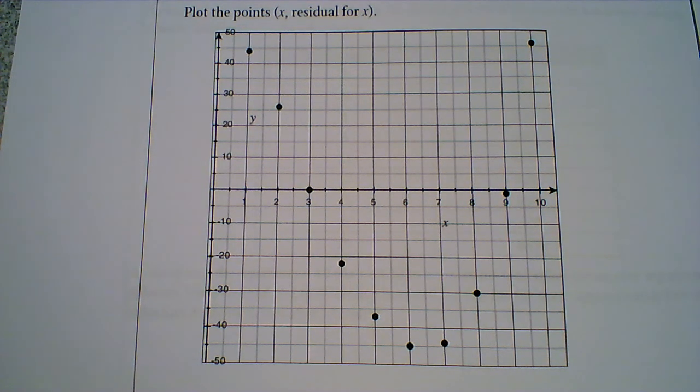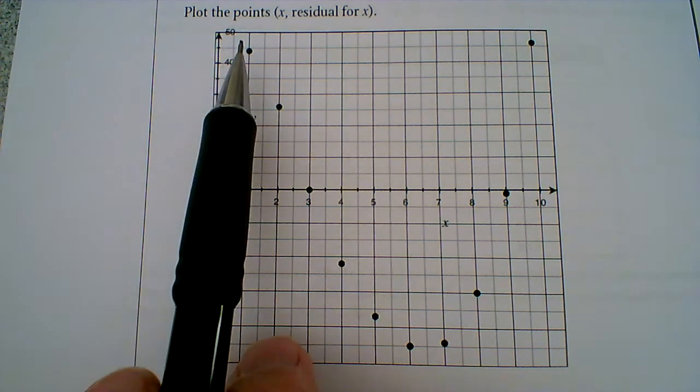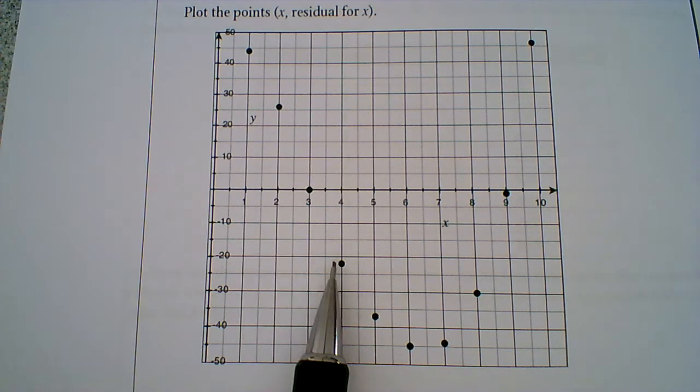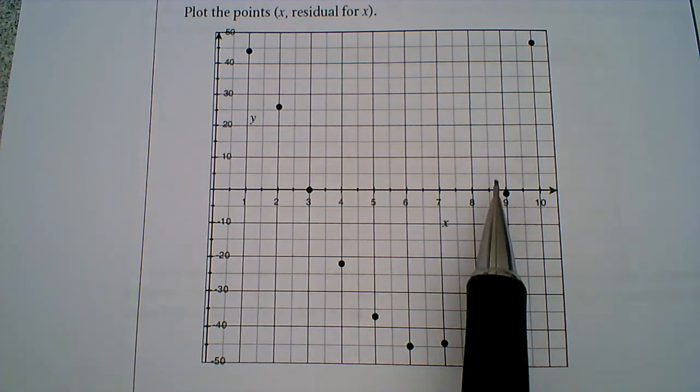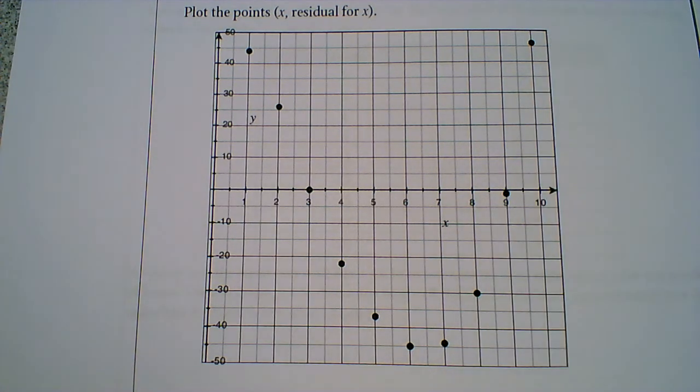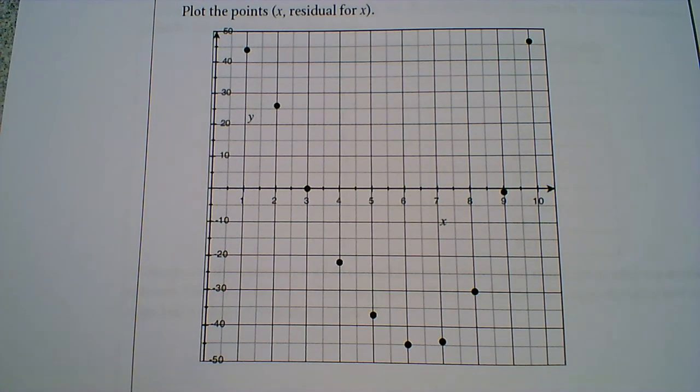When we look at this plot, we notice there are some positive points, there are some negative points, but they don't appear to be random. That's the difference. You'll notice there seems to be a pattern that the points are following, and that pattern is definitely not a linear pattern. So that's all we're looking for right now.